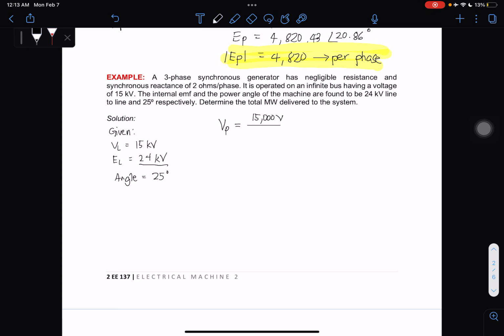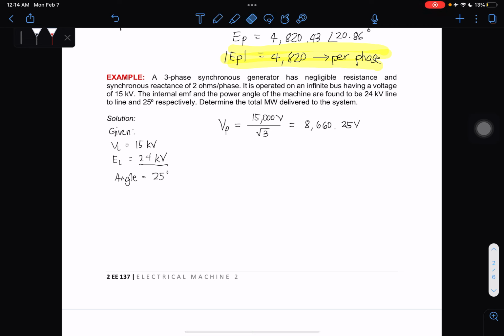15,000 volts divided by square root of 3. So that is the formula when we convert line voltage to phase voltage. So VP is 8,660.25 volts.